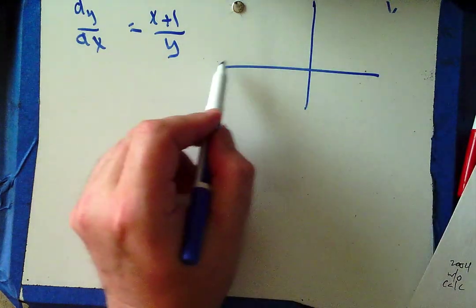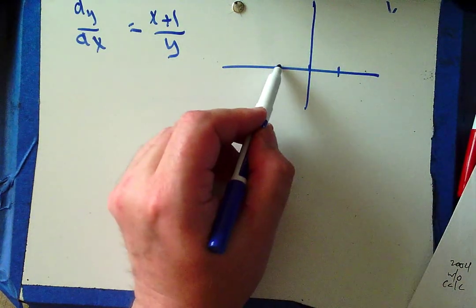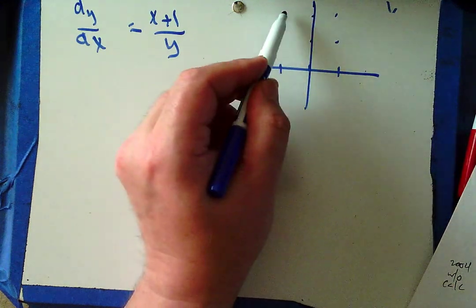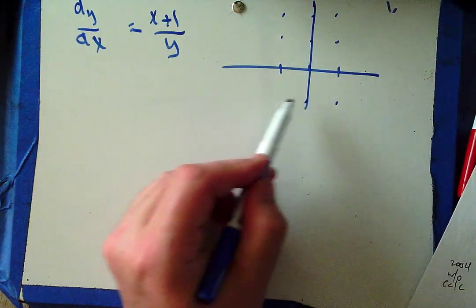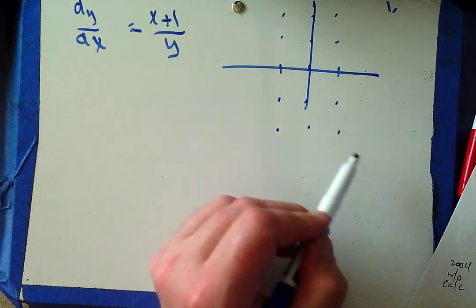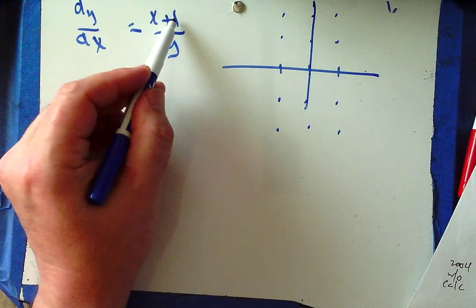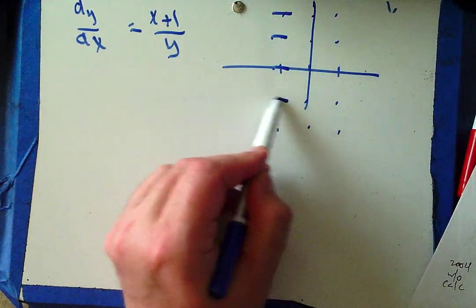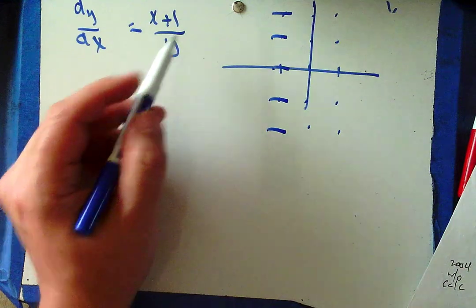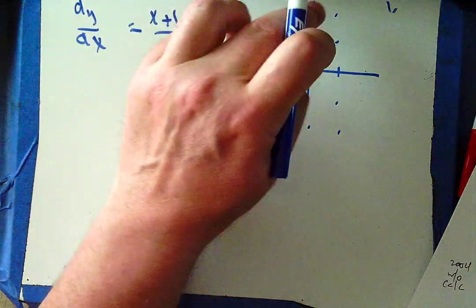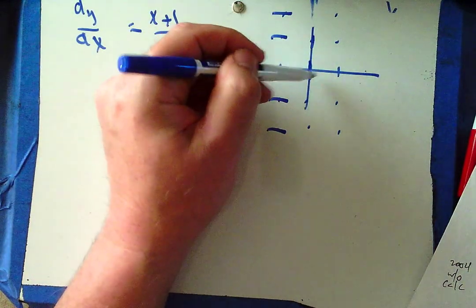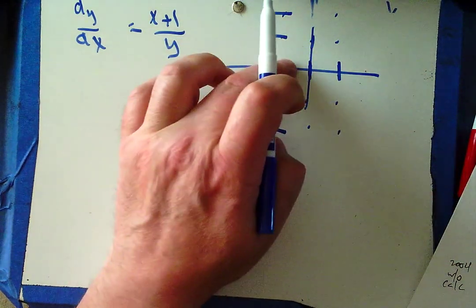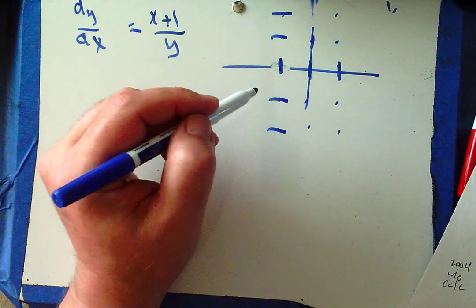Okay. 3. Now consider dy dx equals x plus 1 over y. Okay, so what can we say? When x is negative 1, we have a 0 slope. And when y is 0, we're undefined. Oh, y is 0. We're undefined slope. Ooh, what about here? Negative 1, comma 0. We have an undefined slope.